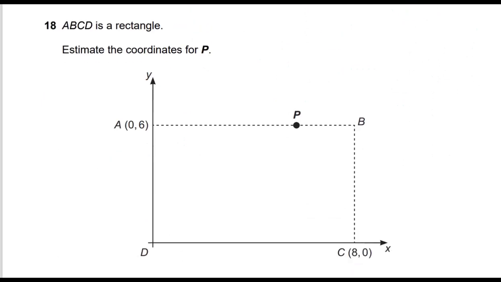Next, we are on number 18. ABCD is a rectangle. Estimate the coordinates of P. Sorry for the background noise, guys.